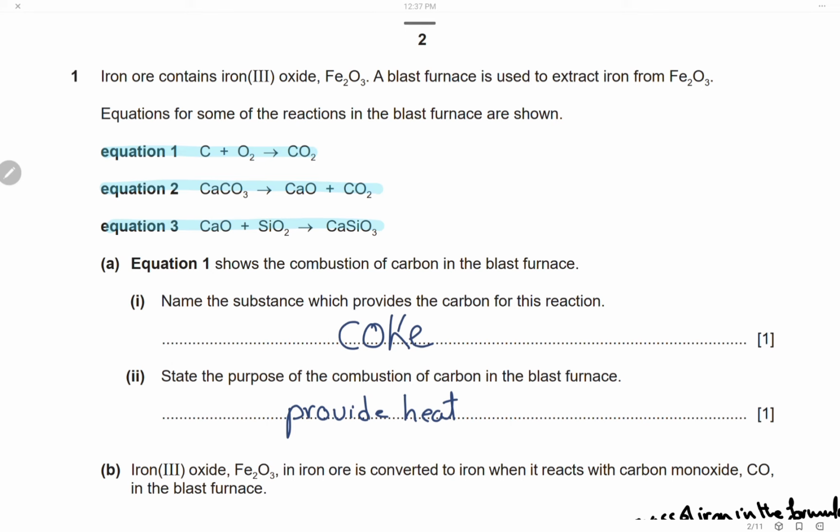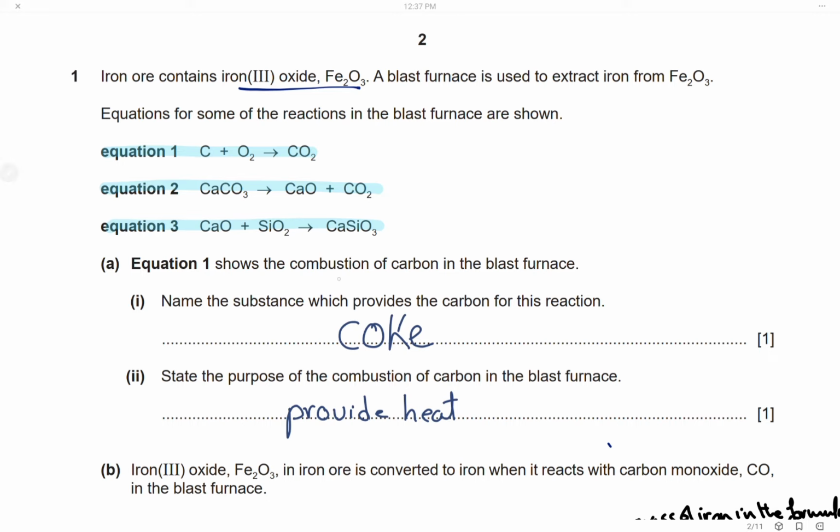Let's start it. Question 1. Iron ore contains iron(III) oxide. A blast furnace is used to extract iron from iron oxide. Equations for some reactions in the blast furnace are shown. As we can see, here we have three equations representing some of the reactions in the blast furnace.